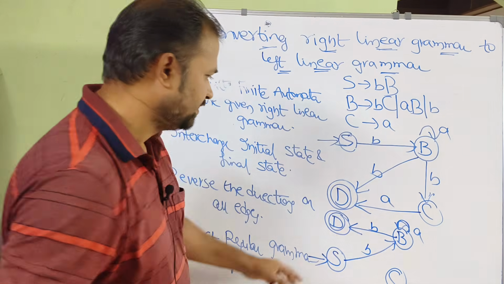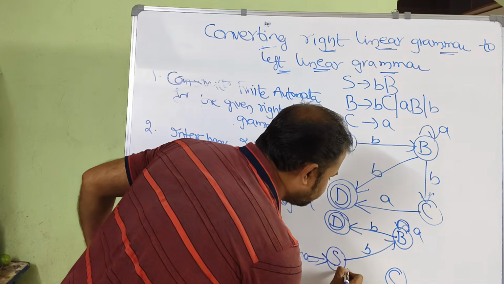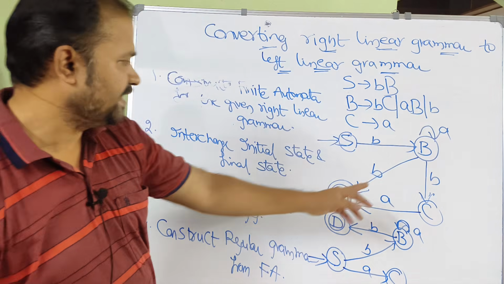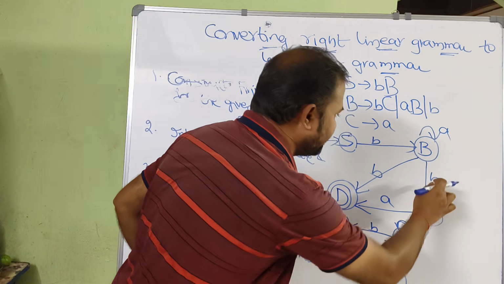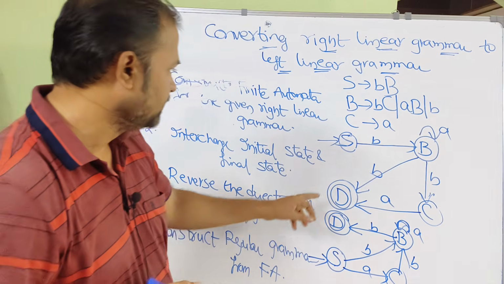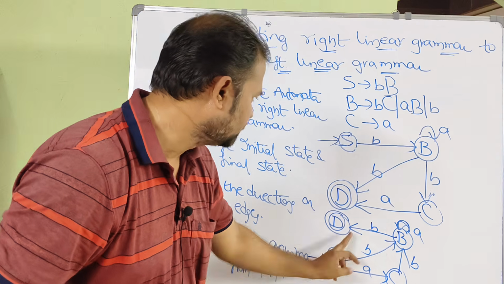So B. Next, from C to D we have an edge. Next, from this state to this state we will have an edge. So this is an edge. So reverse the edge. What is the input symbol? B is the input symbol. So here we have an edge. So reverse this edge.